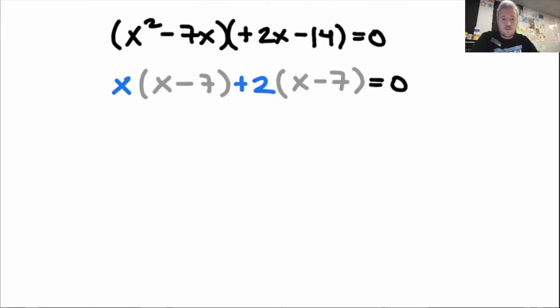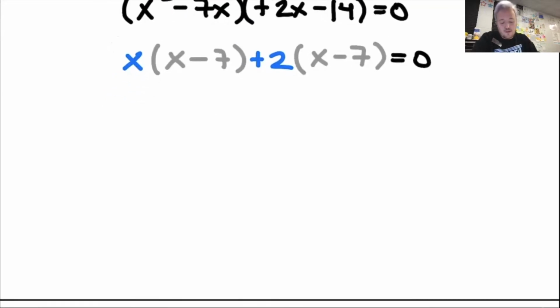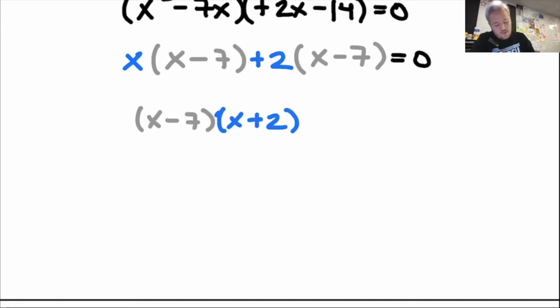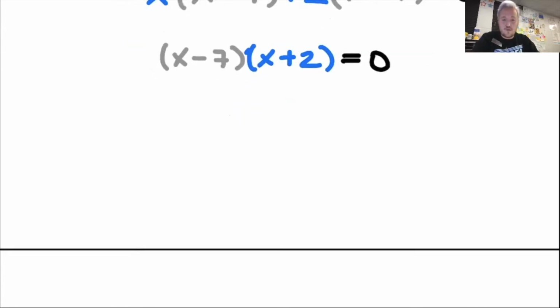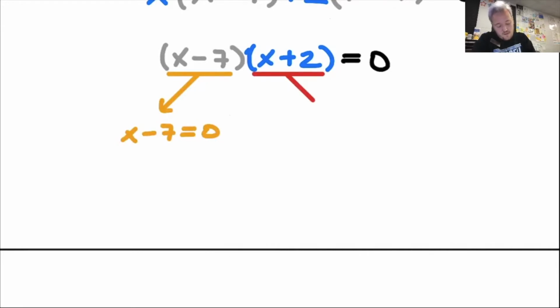All right, so notice your two binomials in parentheses, the x minus 7, these are the same. So that's what I'm going to take out. So I'm going to have x minus 7. And my new binomial over here in blue, it's going to be x plus 2. And that's going to be set equal to 0. All right, so if you can recall from 9B, now I want to take each of these binomials and set them equal to 0. So I'm going to take x minus 7 and set it equal to 0. And then I'm going to take x plus 2 and set it equal to 0.